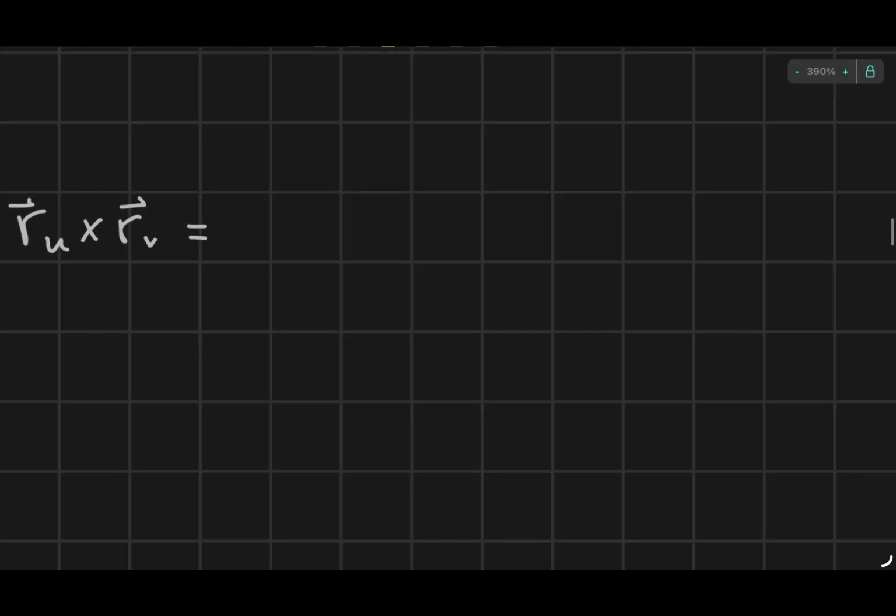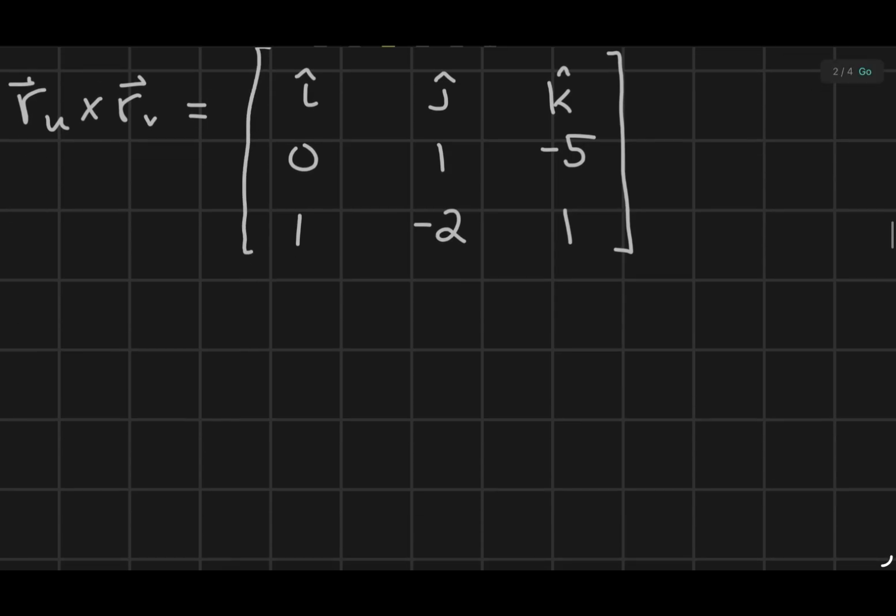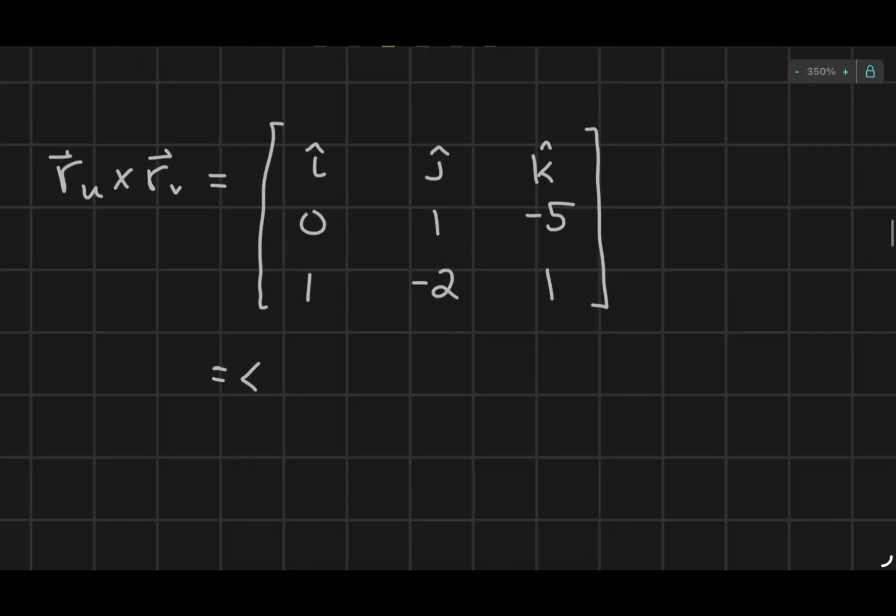That is going to be i, j, k. R sub u is going to be 0, 1, negative 5. And our R sub v is going to be 1, negative 2, 1. Make our determinant here. These are all constants, so I'm just going to go ahead and kind of do the math in my head here.